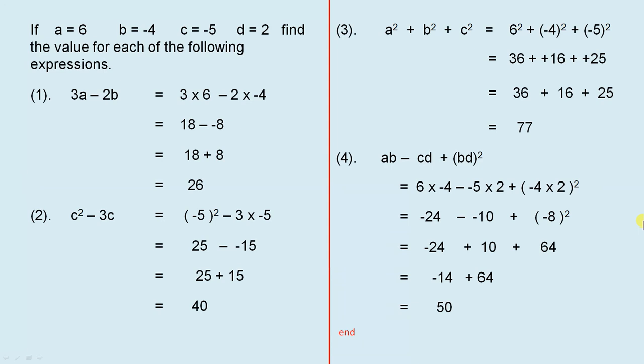So this video has introduced us to the idea of substitution, where we have different expressions and each of the letters has a value. We substitute the letters in, perform the necessary operations to get the answer.